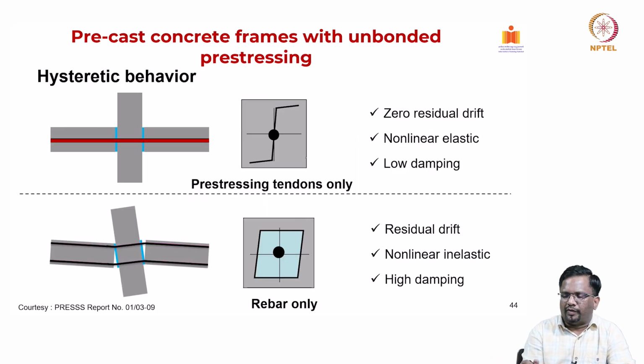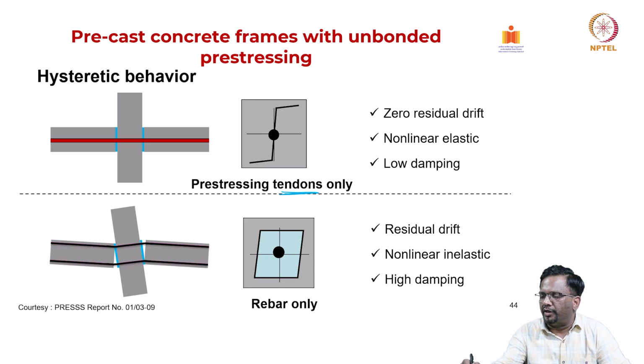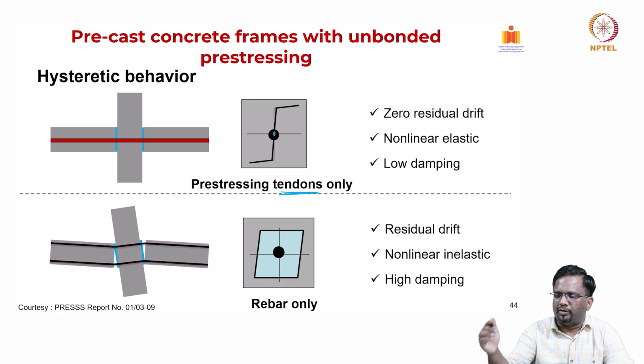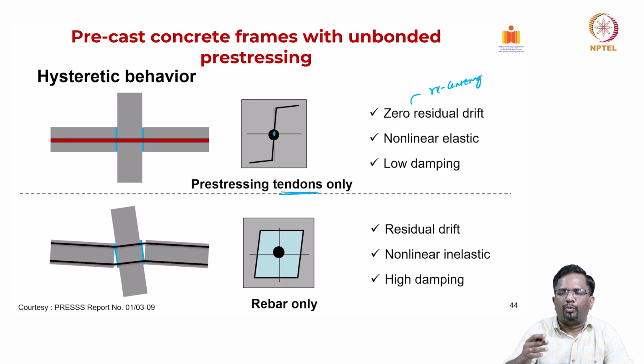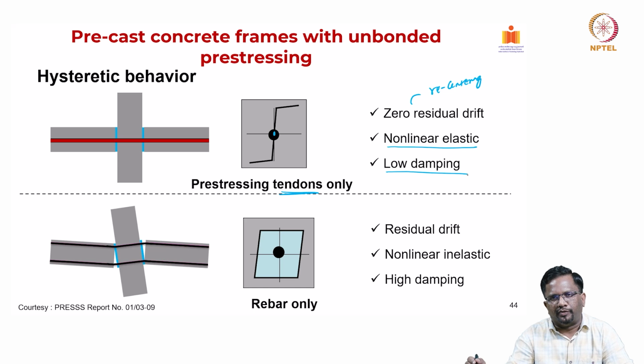Now, for example, if you look at only the PT system, you see here during an earthquake action, this is the kind of hysteretic response that we are going to get. And if you look at it, the area within this hysteretic curve gives you how much energy is getting dissipated. For the system one with only PT tendons, you see here, one advantage is after an earthquake, there is no residual drift. That means you achieve recentering. That means it can go back to its original position. And the behavior is non-linear elastic, and you don't get much energy dissipation. There is a very low damping.